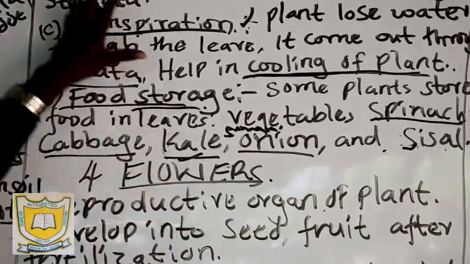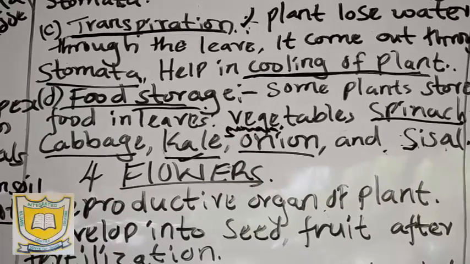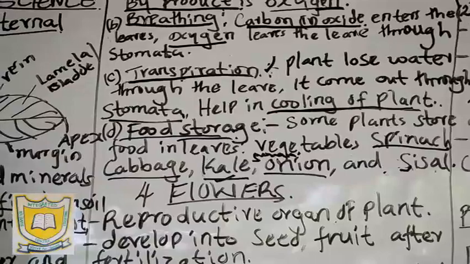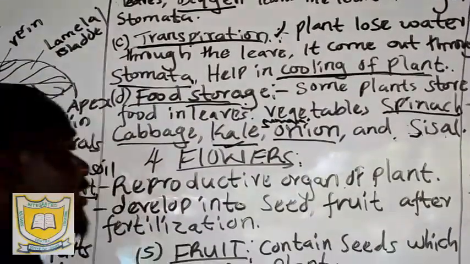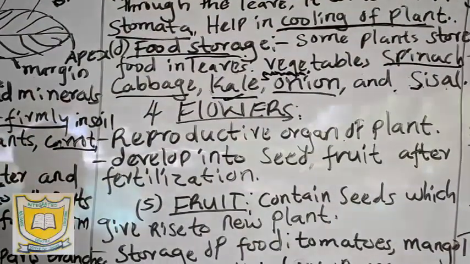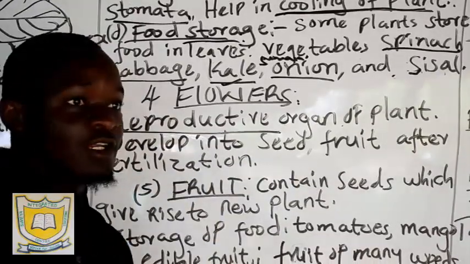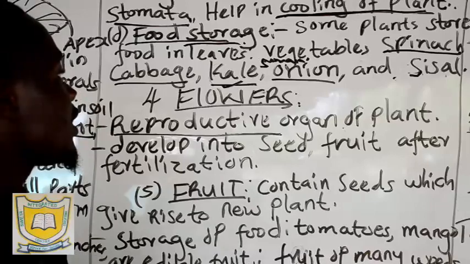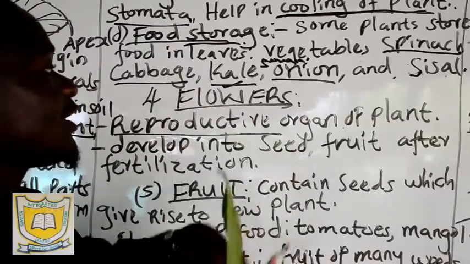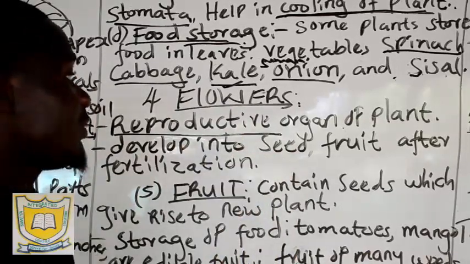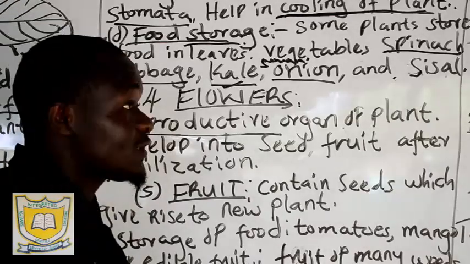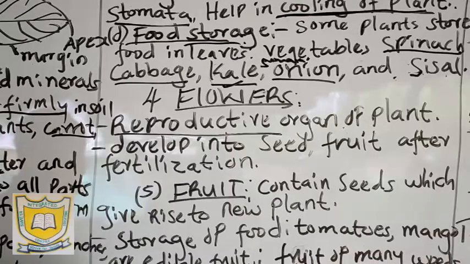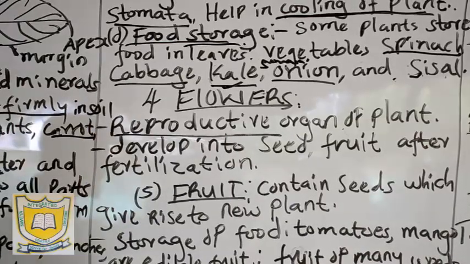Now that is all about the function of the leaves. Now we move to another part of the plant, which we said is the flower. I mentioned at the start that the flower is the reproductive organ of the plant. When we discuss reproduction in plants, we are going to discuss the parts of the flower and how this reproduction and fertilization takes place in a plant. We are going to discuss it during our lesson on reproduction in plants.